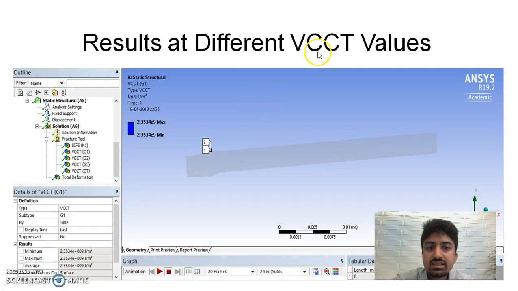So VCCT stands for virtual crack closure technique, and this was initially developed for calculating energy release rates. Here SIFS stands for the stress intensity factor, the intensity of stress at the crack tip. And G1, G2, G3 refer to the different modes of fracture, mainly tensile, tearing, and sliding, the three modes of fracture. So this is a glimpse of the VCCT values, how we get that on Workbench.